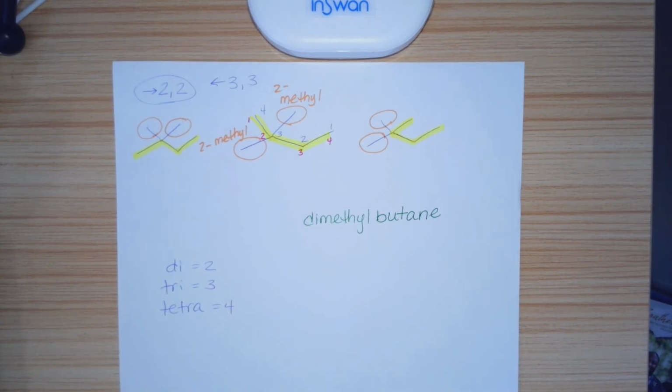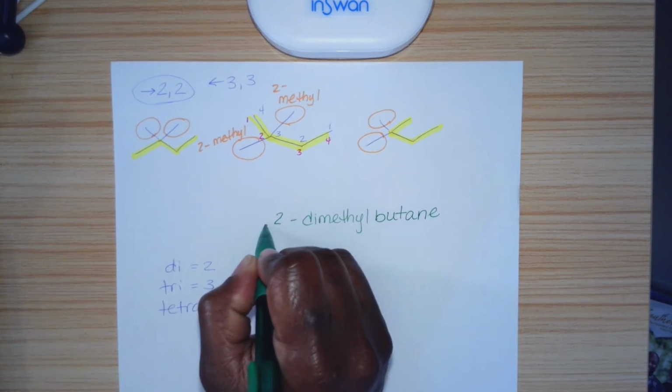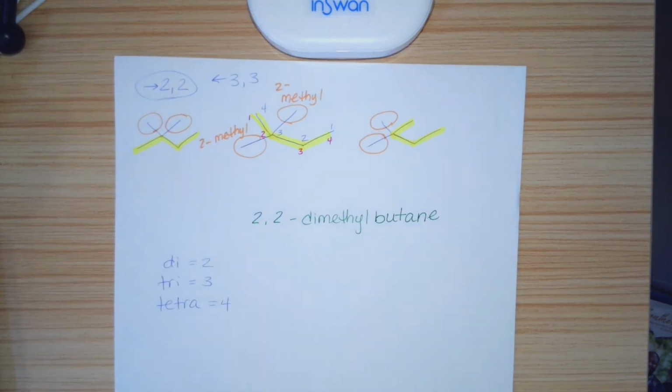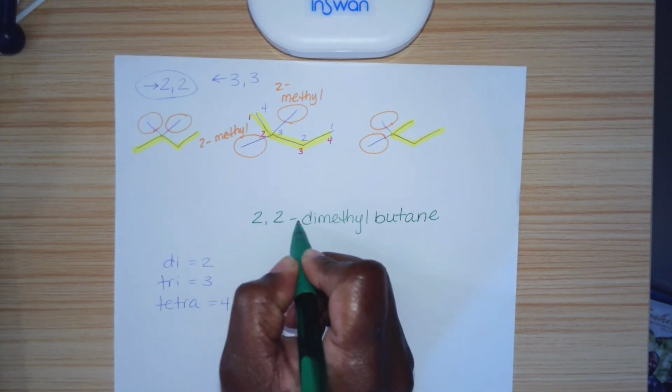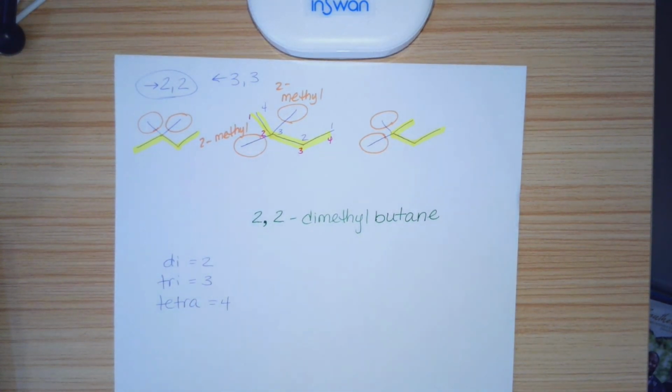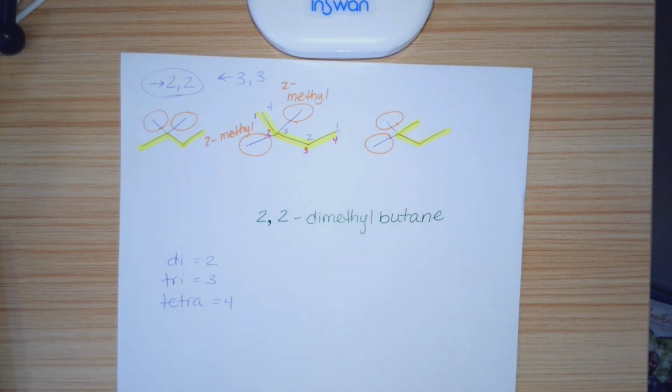But we still have to indicate where both methyl groups are located. They are both located on the same carbon in this example. So they're both located on carbon 2. So we have 2,2-dimethyl. When you're separating numbers, you have to use a comma. When you're separating a number from a letter, you use a dash. And so this molecule is 2,2-dimethylbutane.